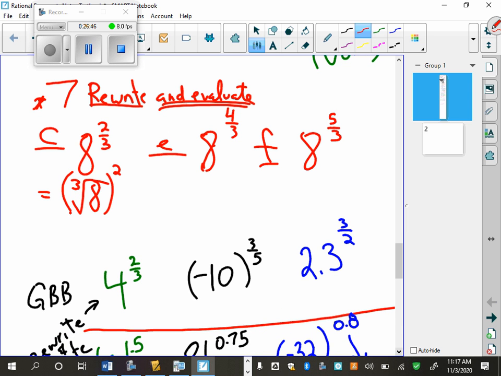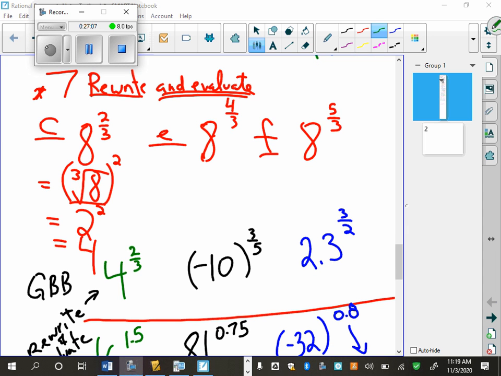Now the cubic root of 8 equals 2. So cubic root of 8 squared is 2 squared. And what does that equal? 4. Okay, you have to show me all that work so I can give you all your marks. Go ahead and do the next two, please.